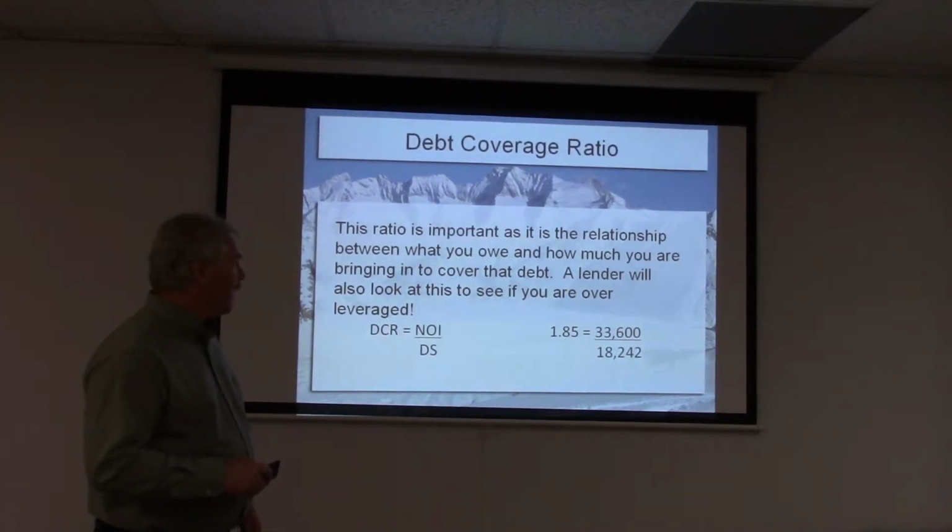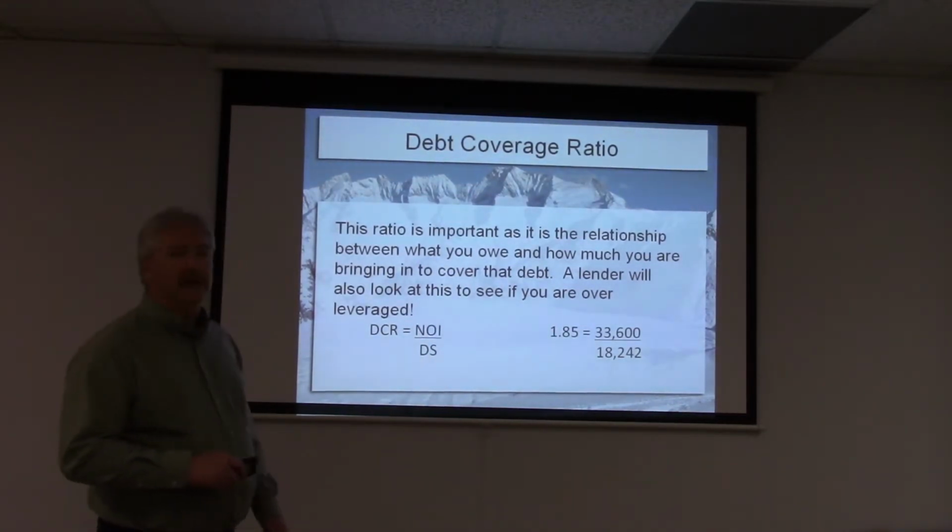So in numbers, we've got again that 33,600 as our net operating income, debt service of 18,242, and we're talking about annually here. These are annual numbers. So the DCR, debt coverage ratio, is 1.85, and that's pretty good. 1.85 basically means that you are collecting almost twice as much in rent as it costs you to operate the building. So in effect, if the economy went for a downturn, you could almost cut your rents in half, not quite, but almost, and still break even. So a little bit safer, keep you out of trouble.